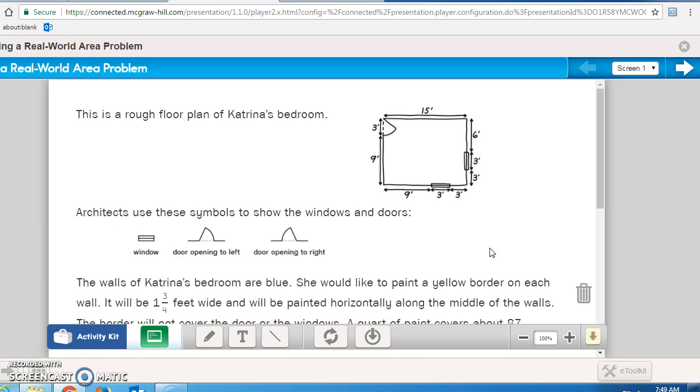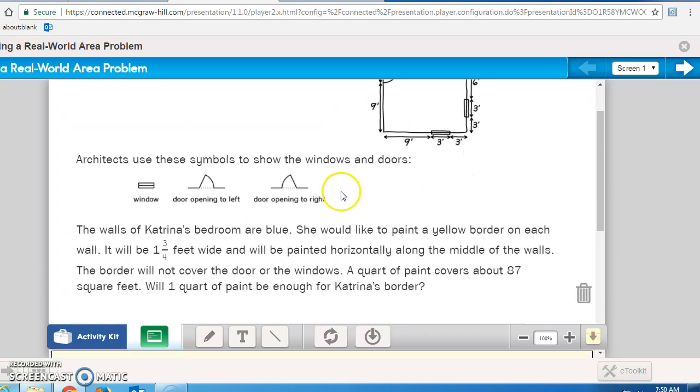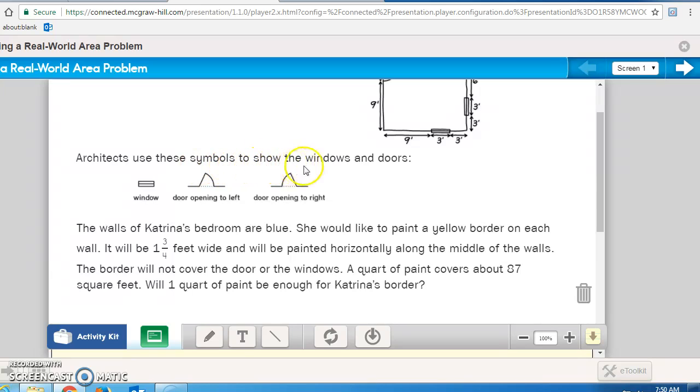So let's look at Math Journal, page 295. Read it to yourself as I read it out loud. It says, this is a rough floor plan of Katrina's bedroom. So take a look at all the numbers that we have here. And notice when you're looking here, they're either talking about windows. That's where windows are located in the room. And this is showing you that this is a doorway entering the room. Architects use these symbols to show where the windows and doors are.